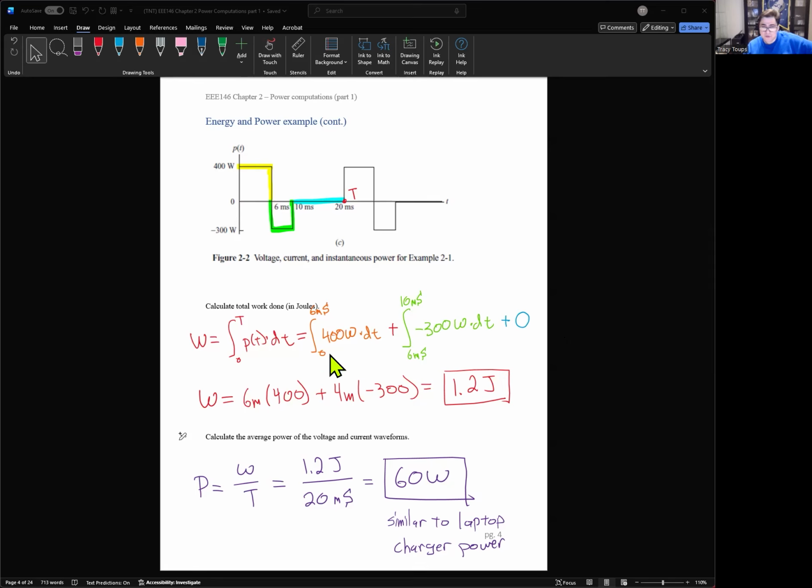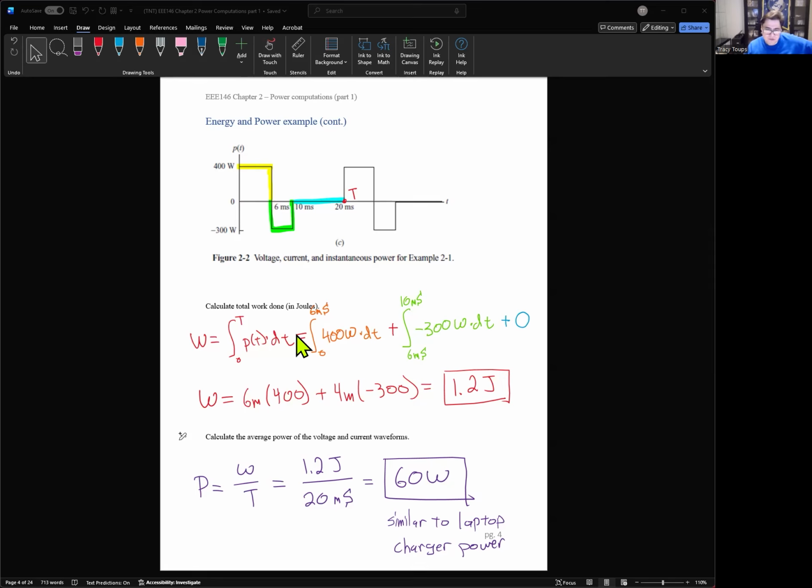So between 0 and 6 milliseconds, we'll have an integral, and instantaneous power is 400 watts. That covers this first block. For the second block, we have a separate integral between 6 and 10 milliseconds, except we're going to have negative 300 watts here. And the last one, we technically should go between 10 and 20, but it's going to be 0, so I just wrote 0 because nothing's going to happen. You're adding up a bunch of zeros, so it's obviously going to be 0.